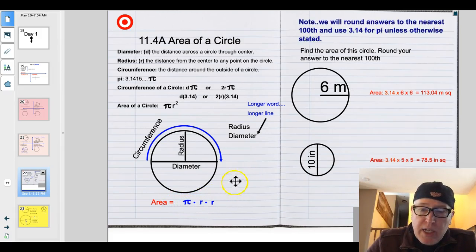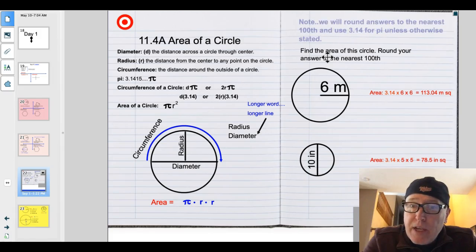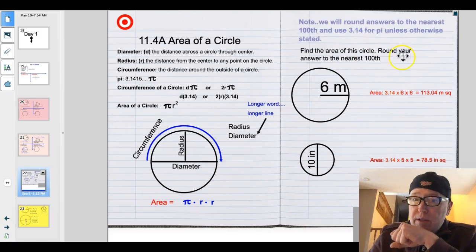Pi r squared. It's kind of like a pirate. Pi r squared. Anyway, here's what we're going to be doing. We'll be finding the area of the circle, and we'll be rounding your answers to the nearest hundredth in this case. Both of these worked out just fine.